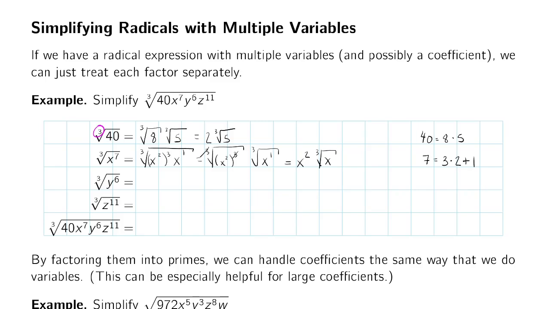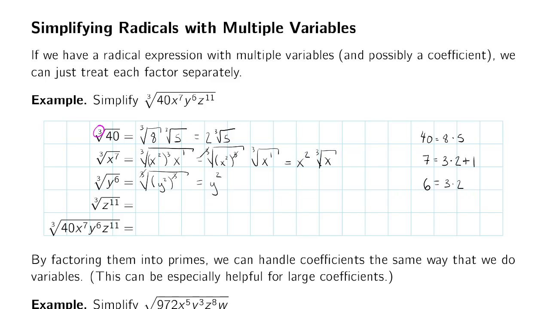And we do not need an absolute value because this is an odd root. Third root of y to the 6th. Oh, well, 6 is actually a multiple of 3. 6 is 3 times 2. So the third root of y to the 6th is the third root of y squared to the third. Third root and the third power cancel out, and we're just left with y squared. Again, no absolute value because we have an odd root.